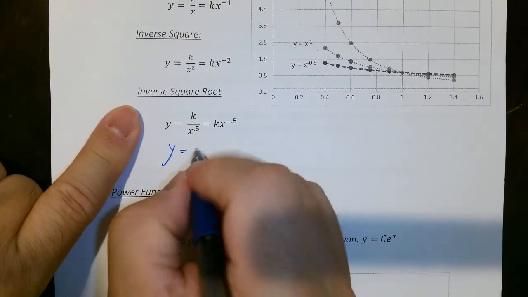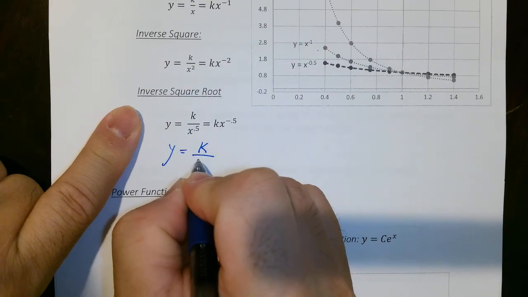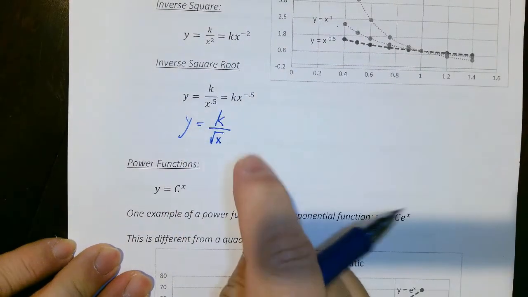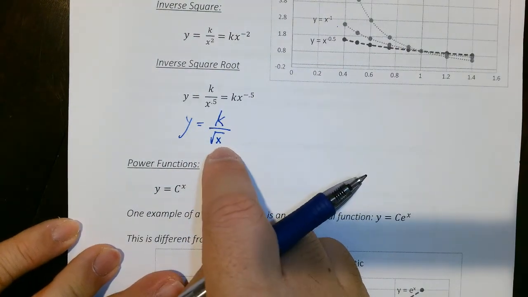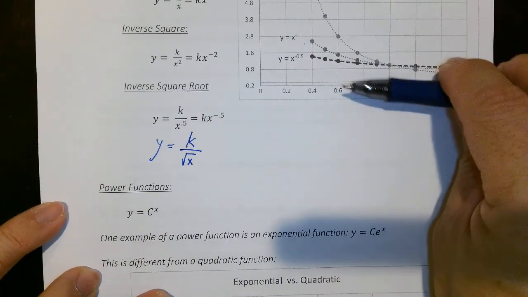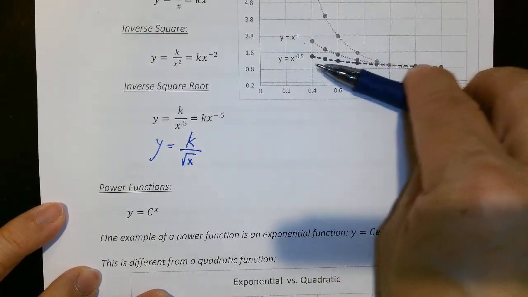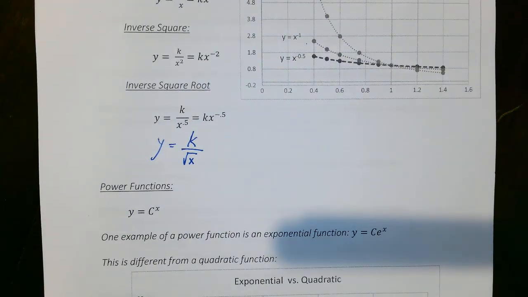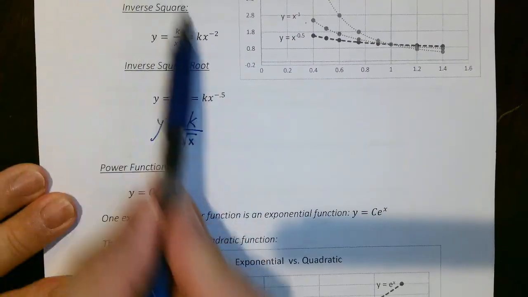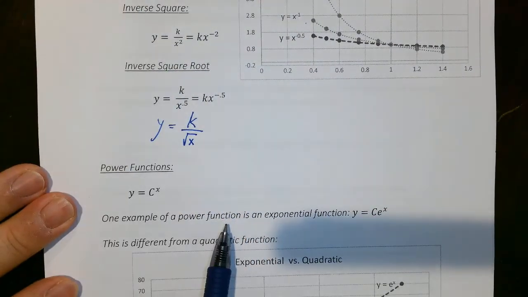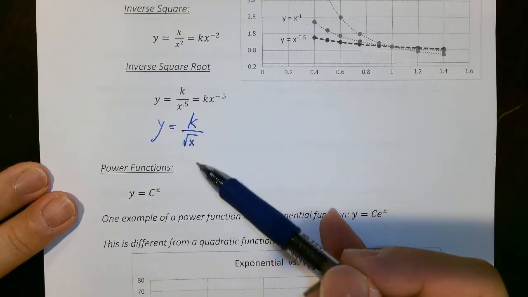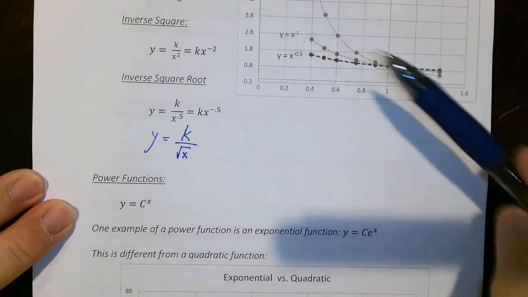And this is like the inverse square root, okay, or y is equal to k over the square root of x. So this is like a half power, right? And notice this is actually much shallower, much shallower, okay? And if you go to the other side, obviously it's going to shoot down this way, right? Well, you can't really take a negative square root, so it's only going to stay on this side, all right?